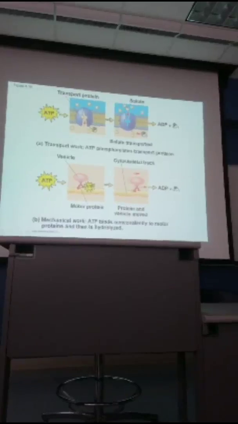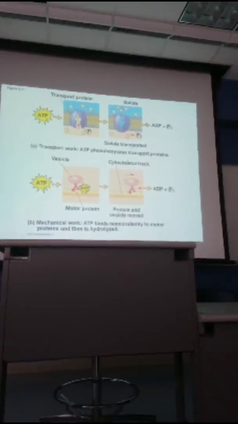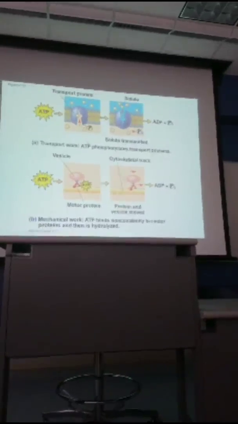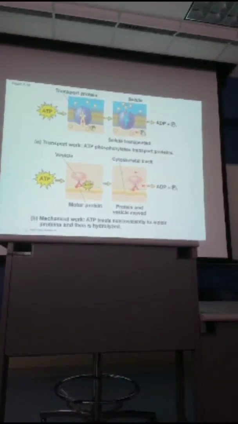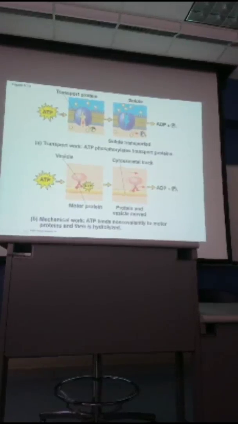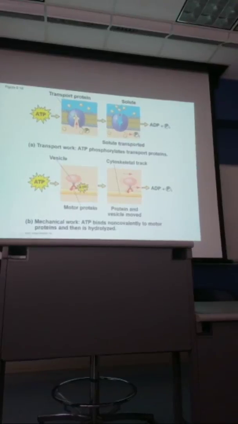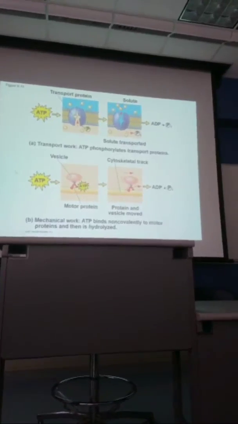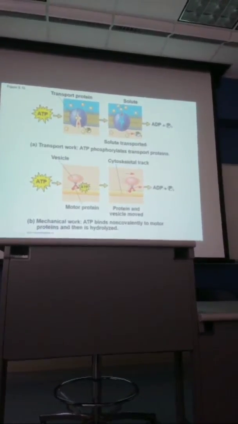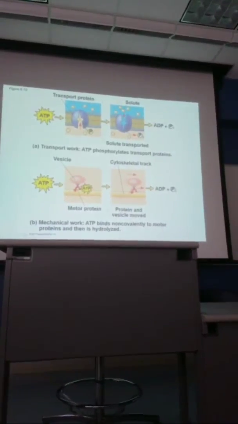This shows you some of the work. A transport protein, such as one that can take a molecule from outside of the membrane and allow it to come in or go out. So that's transport work. Mechanical work: ATP binds non-covalently to motor proteins and then is hydrolyzed. So it binds here. ATP comes in, binds, and is broken down to ADP and the phosphate.